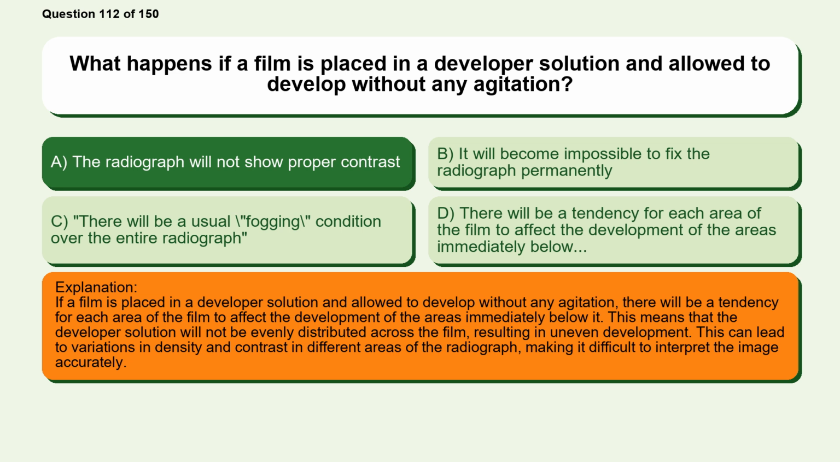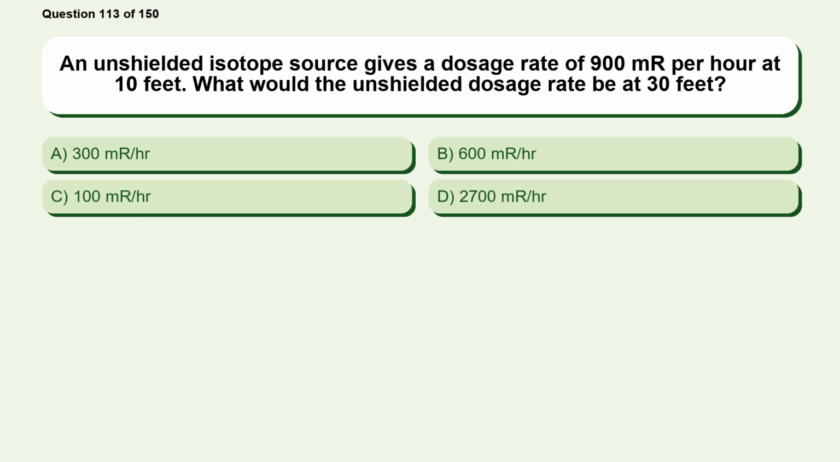This means that the developer solution will not be evenly distributed across the film, resulting in uneven development. This can lead to variations in density and contrast in different areas of the radiograph, making it difficult to interpret the image accurately.